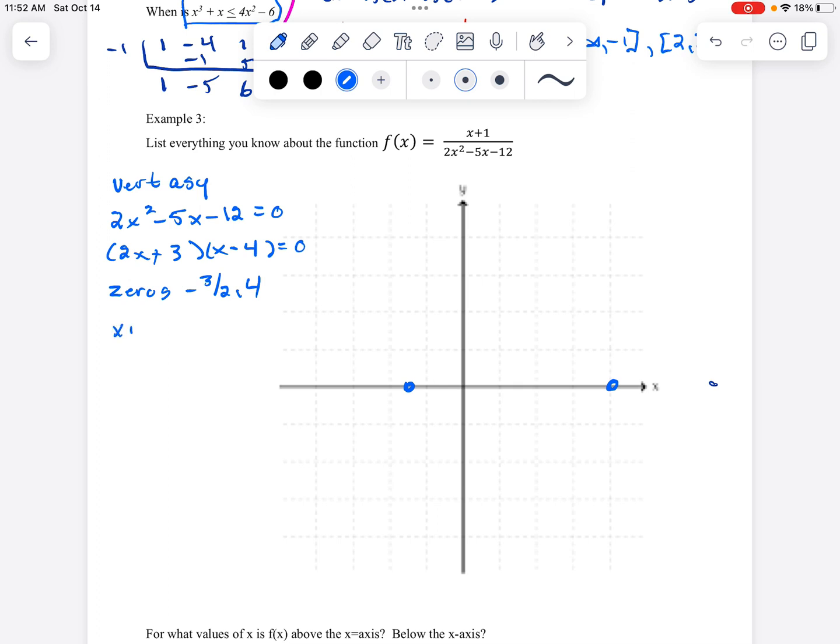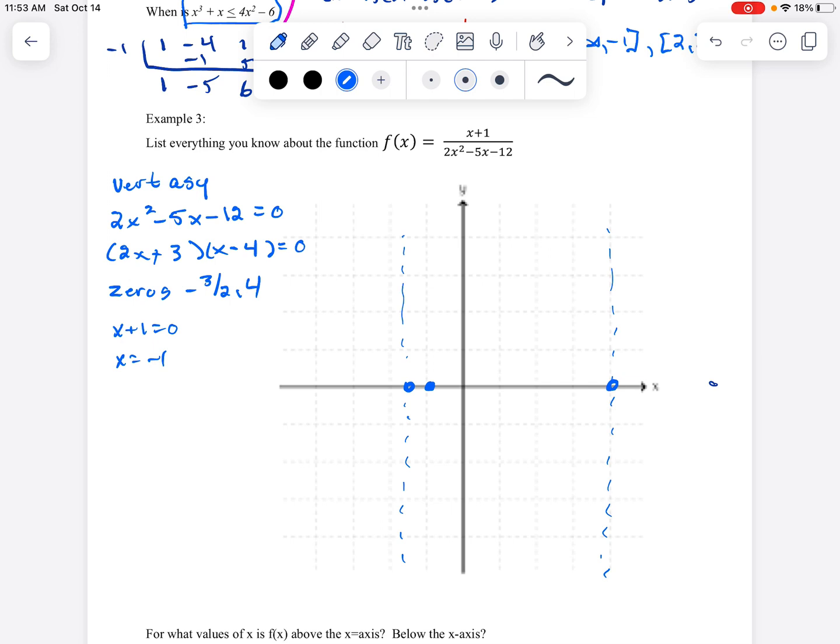I also want to look at where x plus 1 equals 0. That's where x is negative 1. That's going to be another point we're going to have to look at. After that, here's my asymptote. Here's my other asymptote.